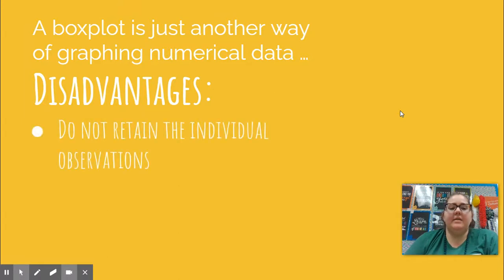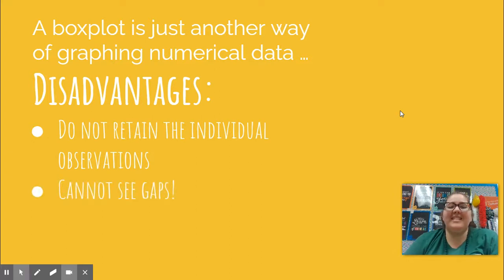One is that it does not retain the individual values. So just like with a histogram, we're not able to see what the actual individual values in our data set are. But a boxplot is probably even more vague than a histogram. The only individual values that I for sure see are the minimum, the maximum, and any outliers that we have. So that is one disadvantage.